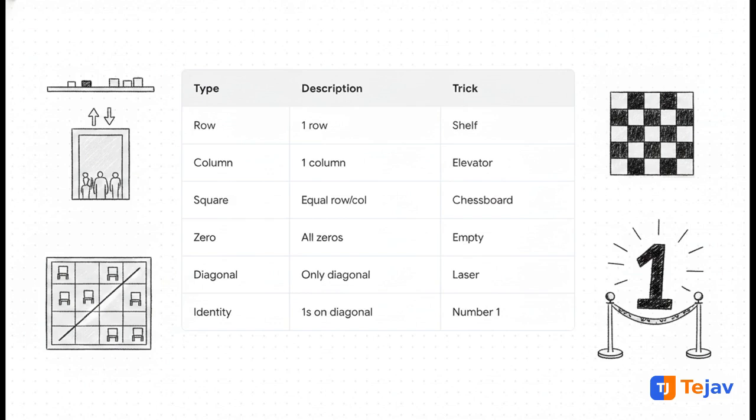Moving down the hall, we see the zero matrix. It's exactly what it sounds like. Every single seat is a zero, an entirely empty classroom. Then there's the diagonal matrix, where numbers only exist on the main diagonal line, like a glowing laser cutting across the grid, while everything else is zero. And finally, we reach the VIP room, the identity matrix. It looks like a diagonal matrix, but every number on that diagonal is exactly the number 1. This is the VIP because multiplying by the identity matrix changes absolutely nothing. It acts exactly like the number 1 in regular math.